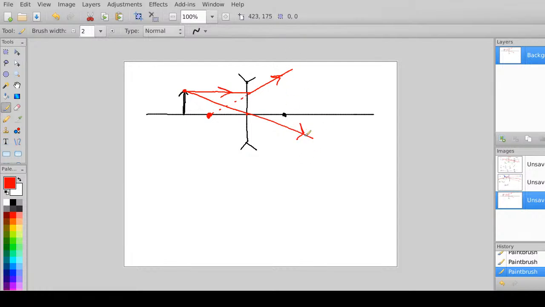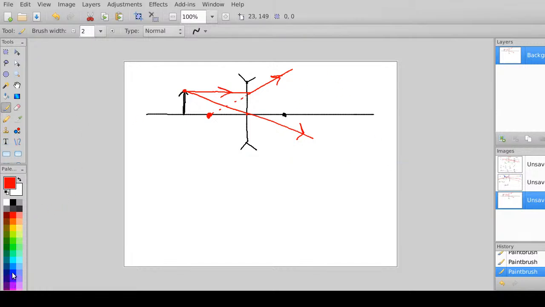And when will these two rays ever meet? Never. They diverge forever. And it wouldn't have mattered if I put the object closer or further than the focal point. I mean, no matter where you put the object, the rays are going to diverge once they pass through the lens.